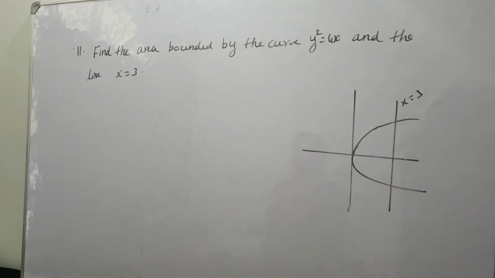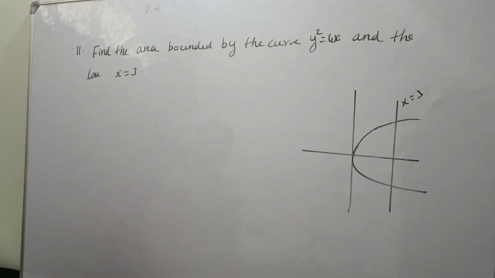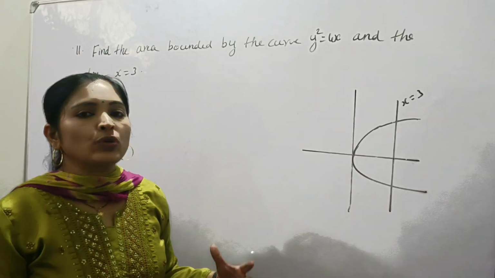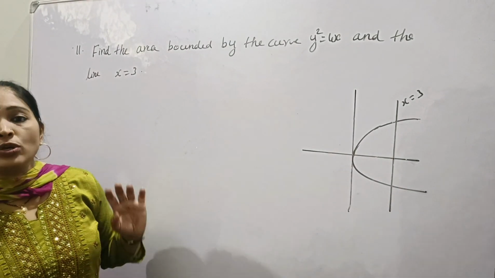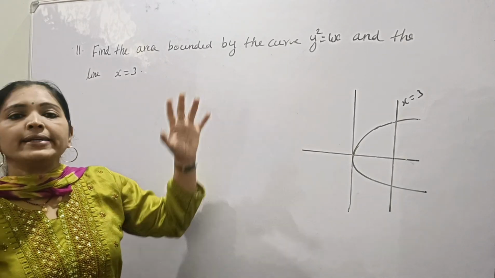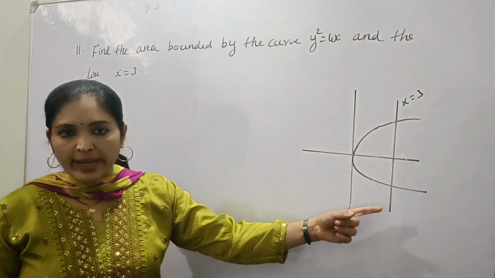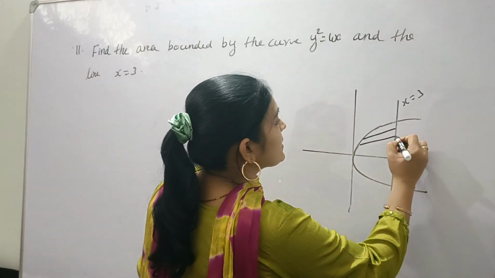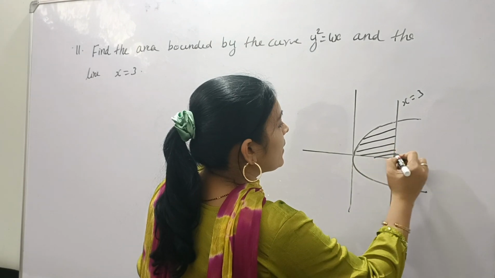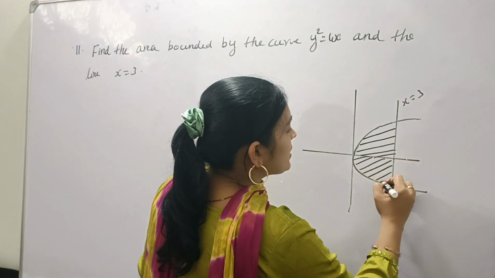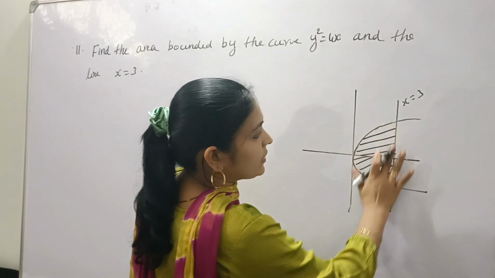Find the area bounded by the curve y square is equal to 4ax and the line x is equal to 3. See, here also we have to find the area between the curve and the line x is equal to 3, and the curve is a parabola y square is equal to 4ax, a parabola towards the positive x-axis. So here we have to find the area between this curve and the line. It is not mentioned as first quadrant, so here we have to find the area of this portion.